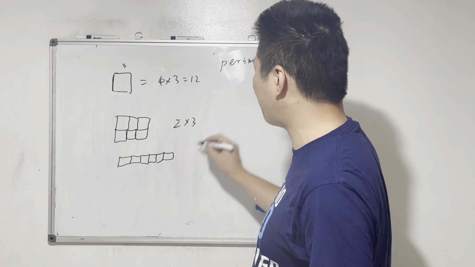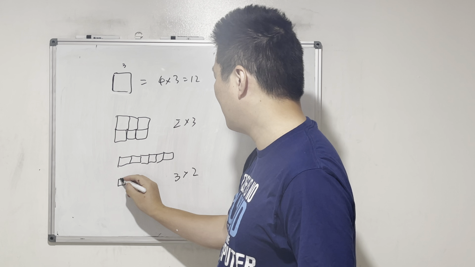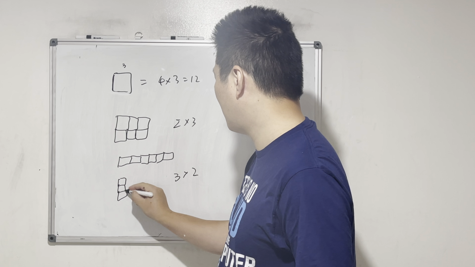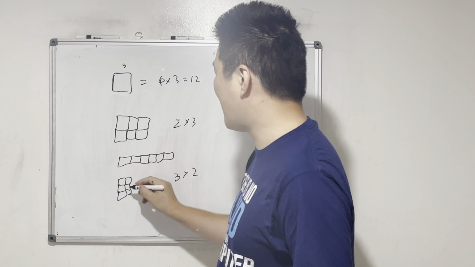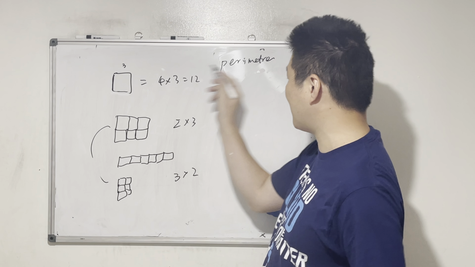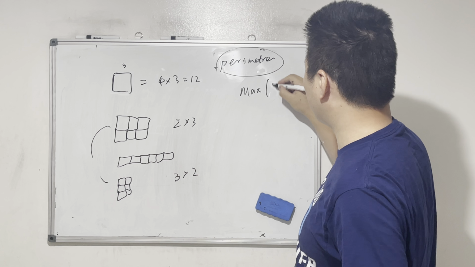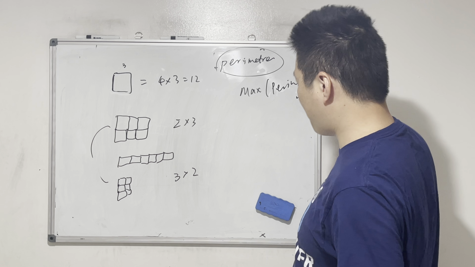How about 3 columns, 2 rows? Still the same as the 2 rows, 3 columns. These two are the same actually. You just rotate, it doesn't change the perimeter. We are looking for the maximum perimeter.